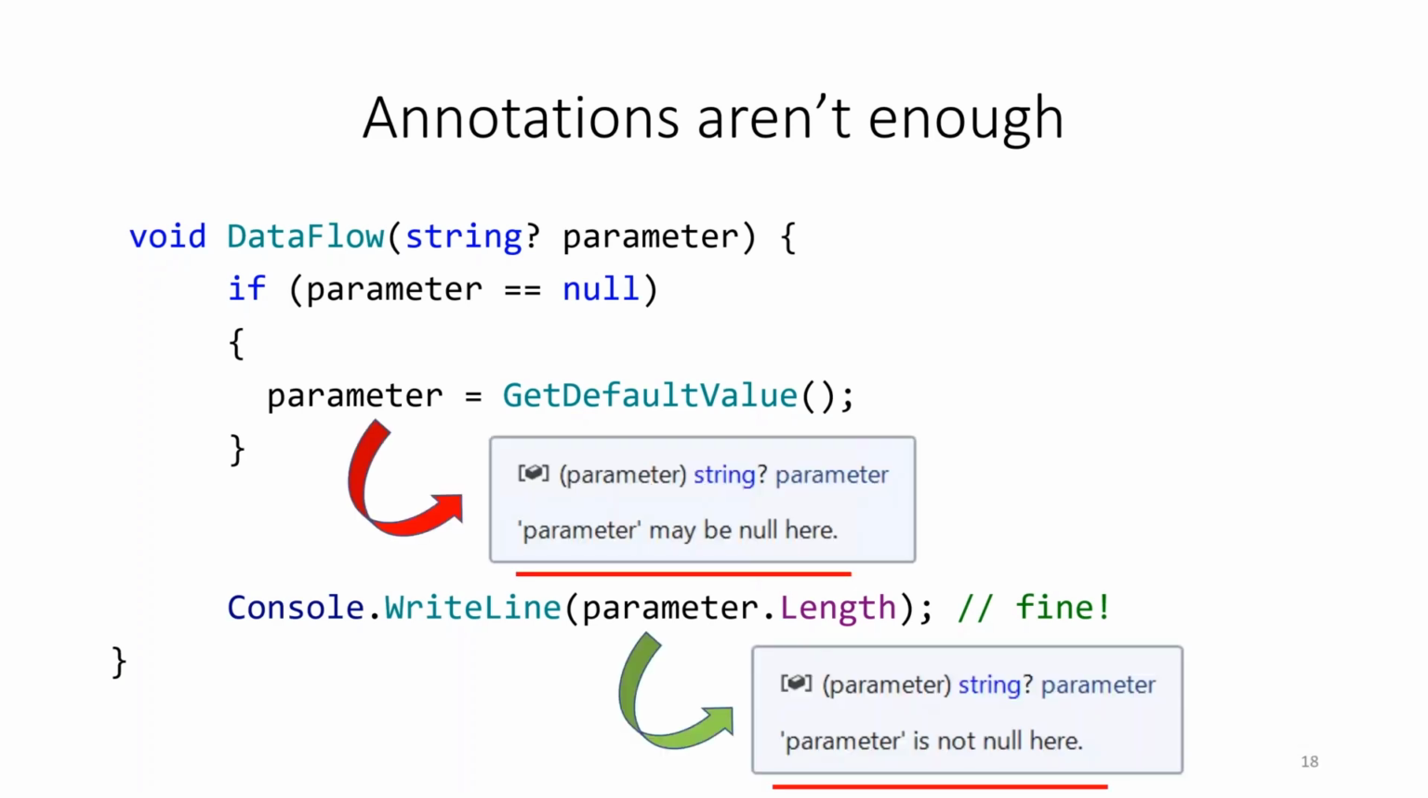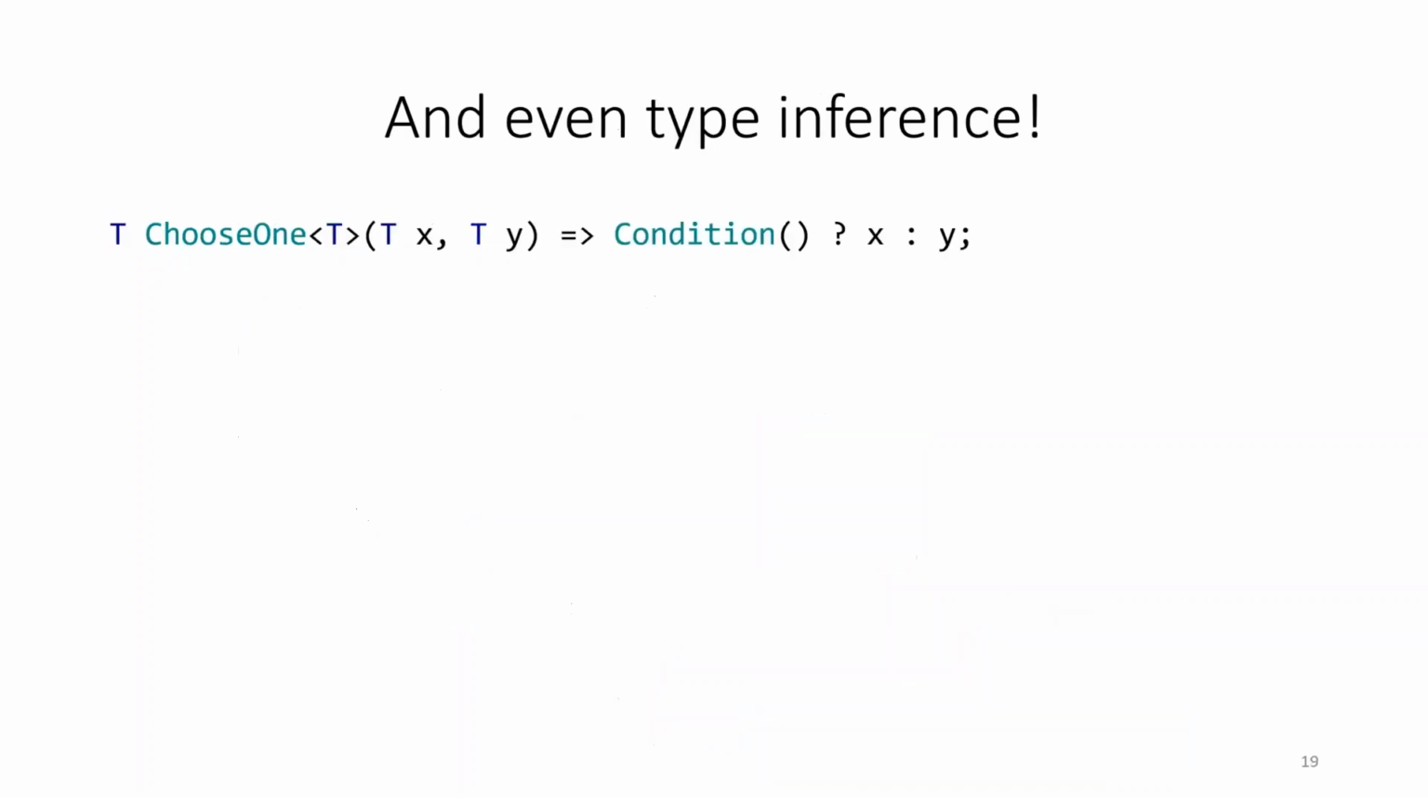Actually, you can access this information by hovering the mouse over some variable, and the compiler will tell you, if you hover over the parameter inside the if statement, that it may be null there, but it is definitely not null after the if statement, because either it wasn't null originally or you assigned something different to it. So it's safe to dereference, and the compiler allows it.